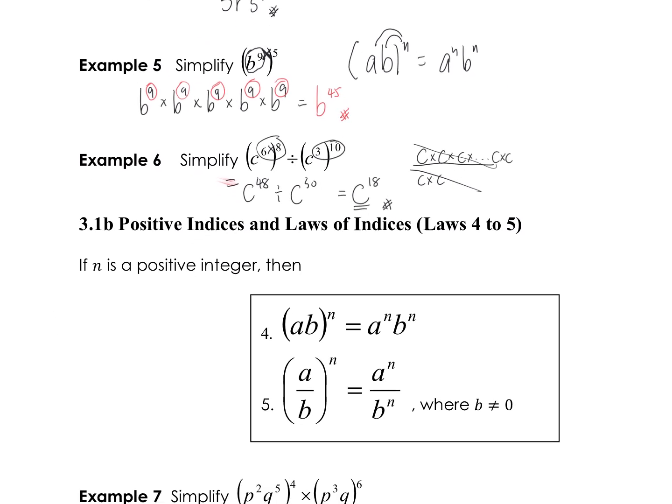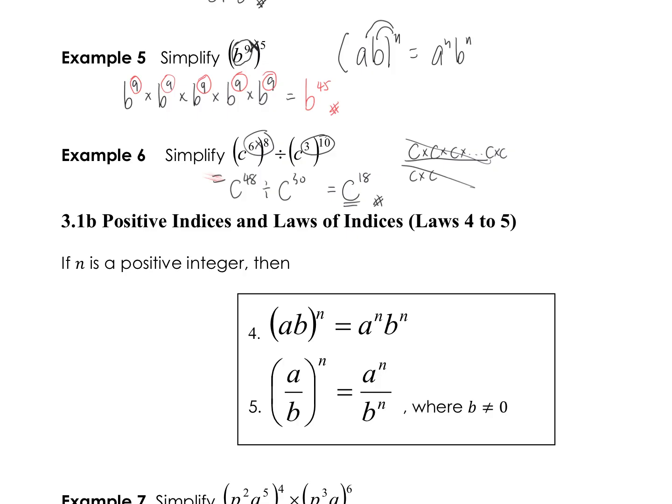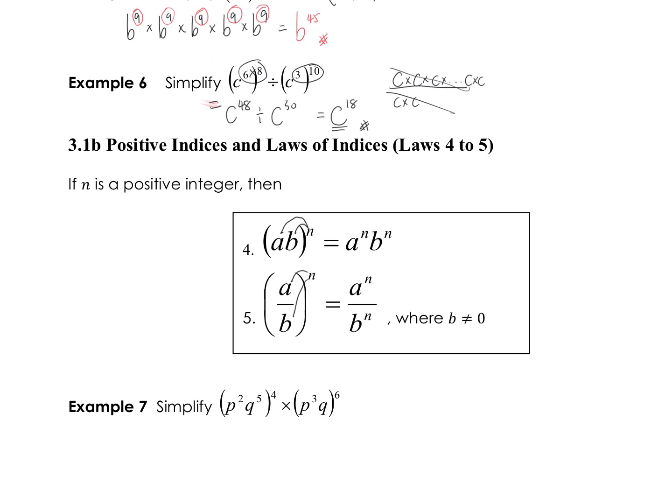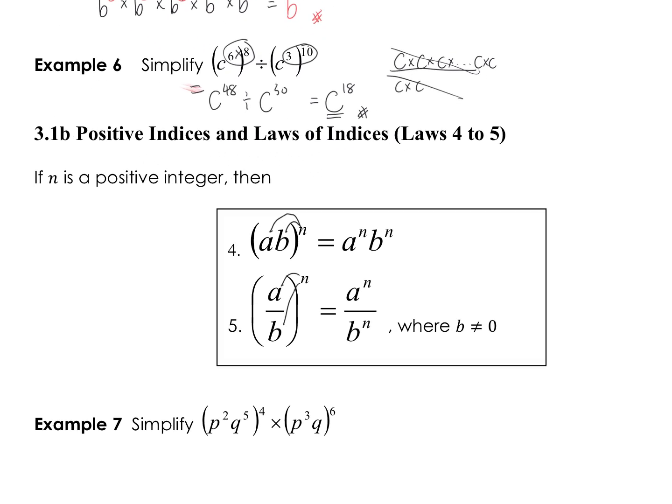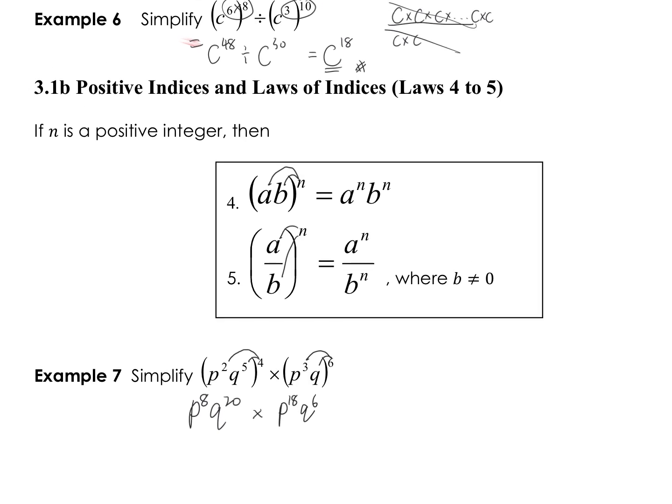Okay, this one, we have spoken about it. If it's a fraction, both of them get the power. If it's a product, both of them get the power. So how do I use it here? P what? P8. Q what? Okay, same thing. P what? P18. Q 6. Then you deal with the next rule.